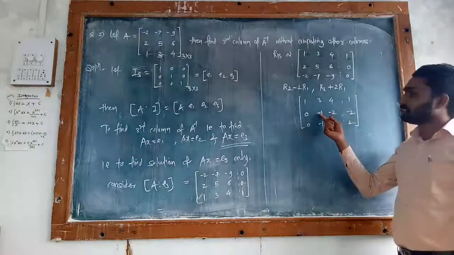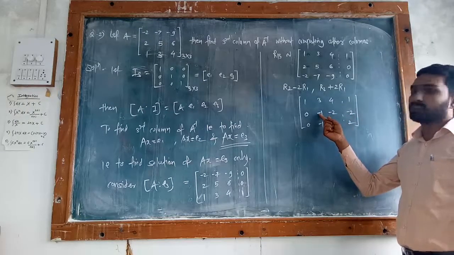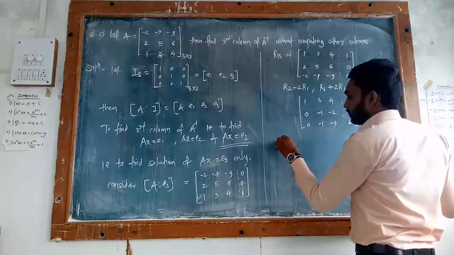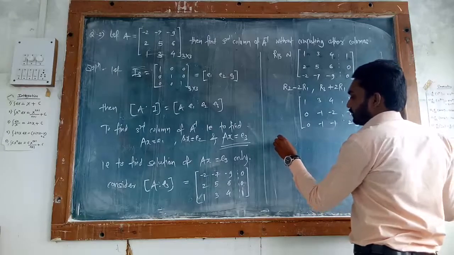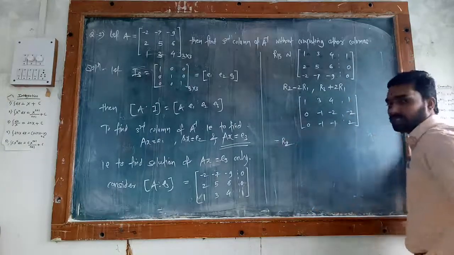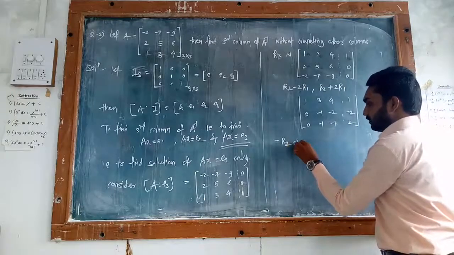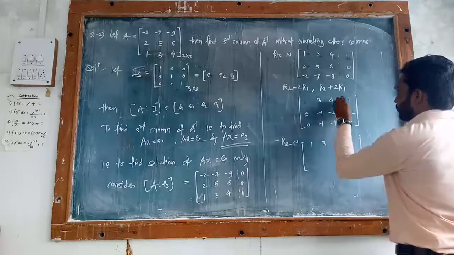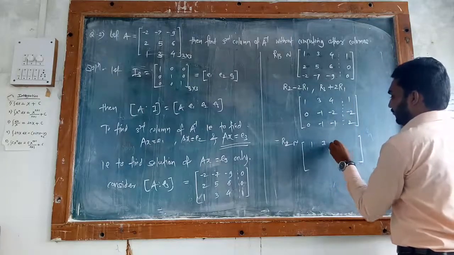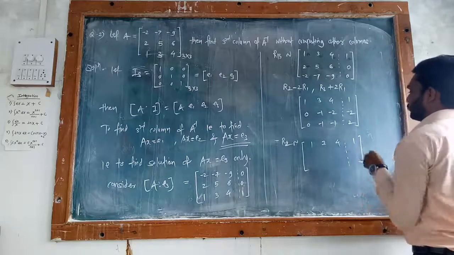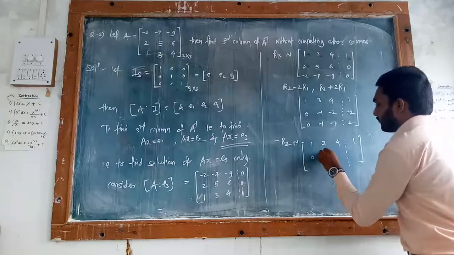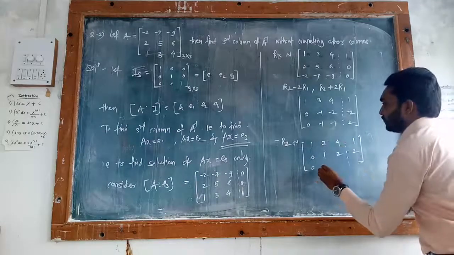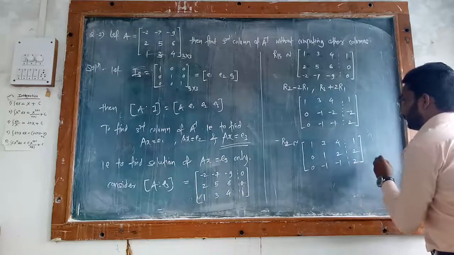Now what is the next row operation? We have to make the second element of the second row, second column, 1. How to make 1? We have to multiply the second row by minus 1. So what is the row operation? That is minus R2. So it becomes, the first row as it is, that is 1, 3, 4 and this 1 as it is. The second row becomes 0. After multiplying by minus 1, minus becomes plus. This is plus 2 and this is again plus 2. And the third row as it is, 0, minus 1 and then plus 2.